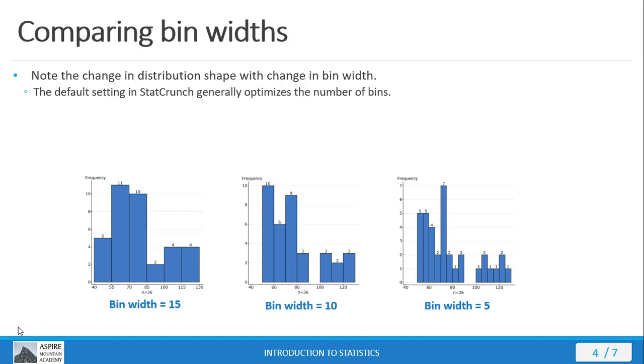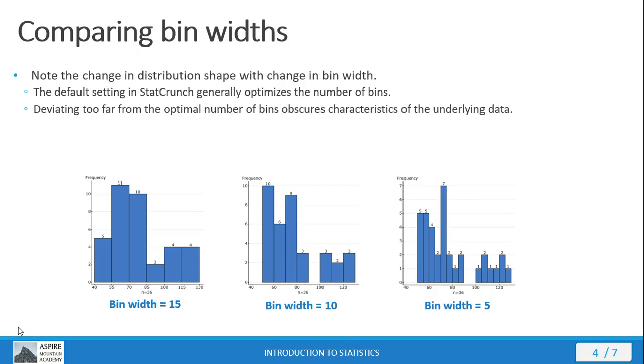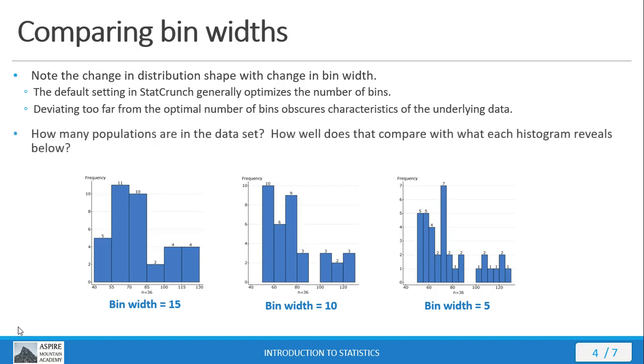You may wonder, why does that matter? Well, if you stray too far from the optimal number, the resulting shape can obscure important features you would otherwise see. For example, how many populations do we have in our data set? If I look at what we get here with the default value, there's a gap here, indicating the presence of two distinct populations. If I increase the number of bins by decreasing the bin width, I can still see the gap indicating two populations.